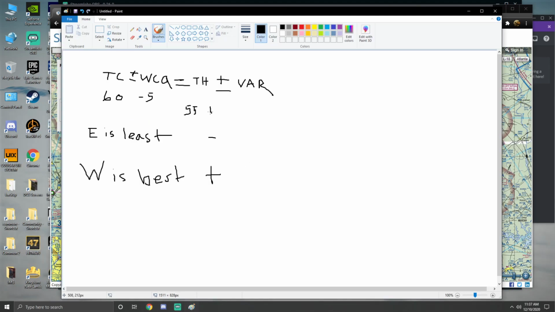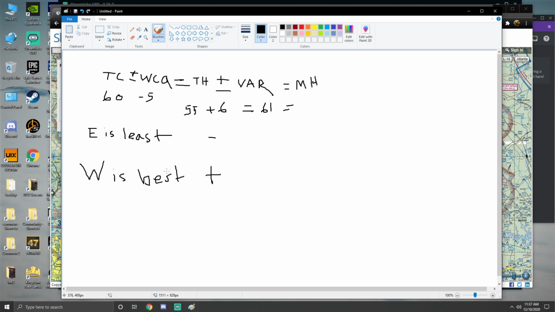So 55 plus 6, and that gives us 61 degrees. And that is going to be your magnetic heading. So one more time. It starts with true course plus or minus your wind correction angle. That gives you a true heading. Then we have to add or subtract the magnetic variation, which gives us a magnetic heading. So our magnetic heading now is 61 degrees.